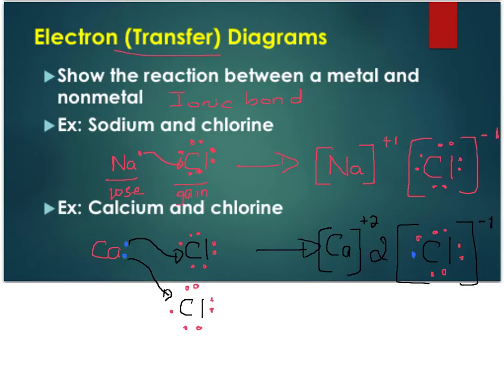Now notice, in the end, the metal ion does not have any electrons around them. Sodium lost its 1 valence electron, calcium lost its 2 valence electrons. All ions are in a square bracket with the charge on the outside. The non-metal has 8 valence electrons around it. So if we had used bromine here, bromine would be the same way with 8 valence electrons. If we use oxygen, 8 valence electrons around it.